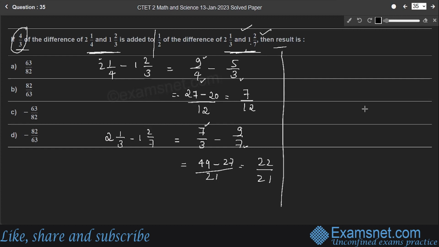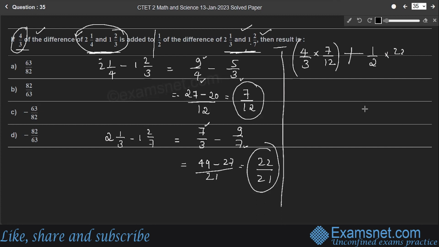And it is given that 4 by 3 of the difference of the first two fractions. The difference of these first two fractions is 7 by 12. So 4 by 3 of 7 by 12 is added, plus, right? 1 by 2 of half of the difference of the last two fractions, which is 22 by 21. Then the result is, right? So here 4 into 3 is 12. So you have 7 by 9 plus 2 into 11. You have 11 by 21.